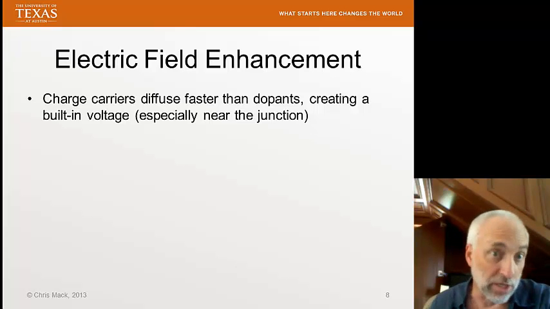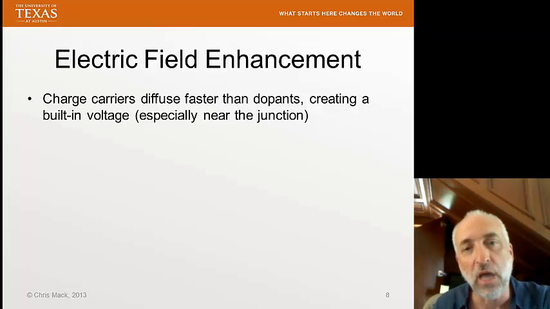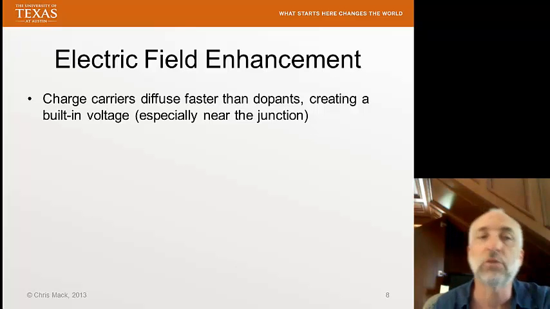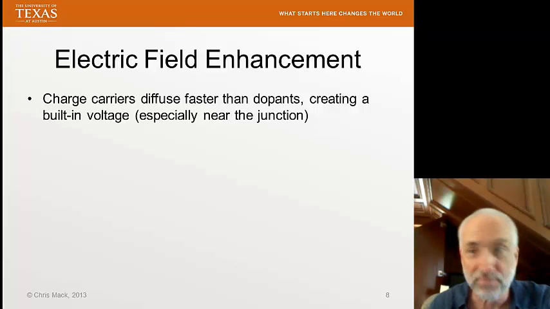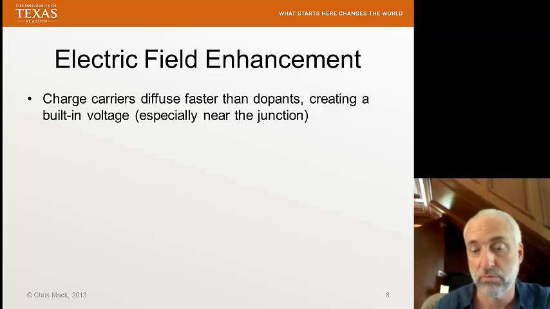They'll ionize into an ionized dopant and a mobile charge carrier. Well, the mobile charge carriers are mobile. And if there's a concentration gradient of dopants, there'll be a concentration gradient of charge carriers. These charge carriers will diffuse faster than the dopants because they're mobile. And when they do, they'll create a built-in voltage.